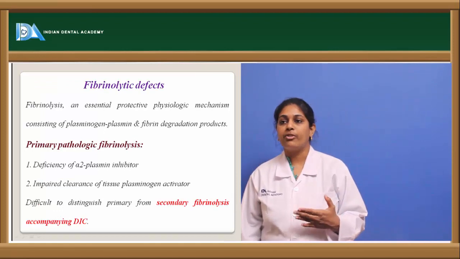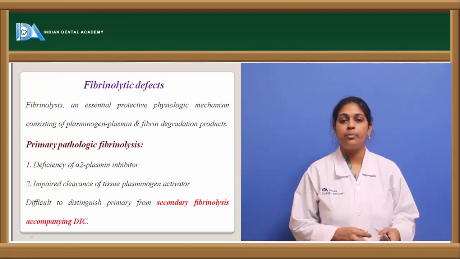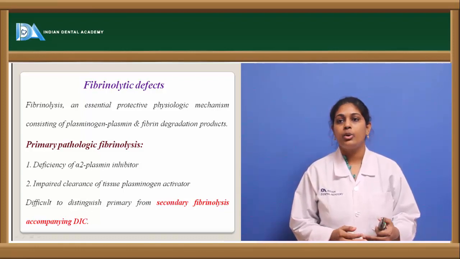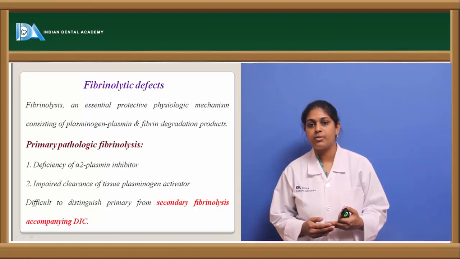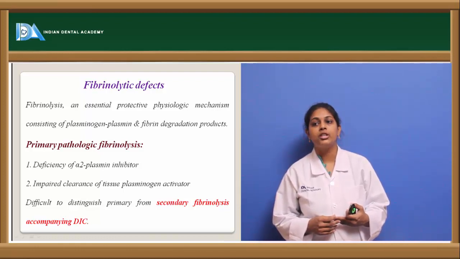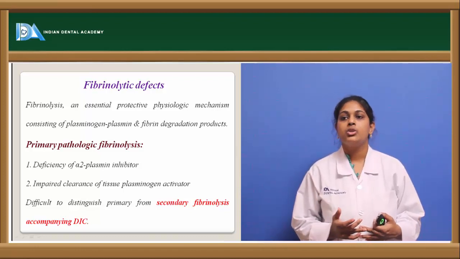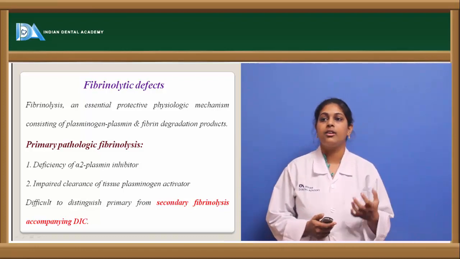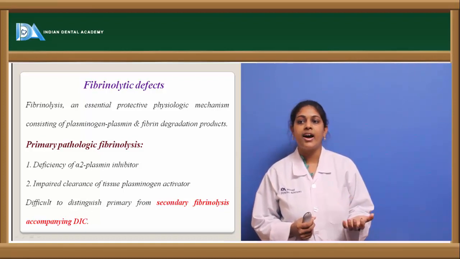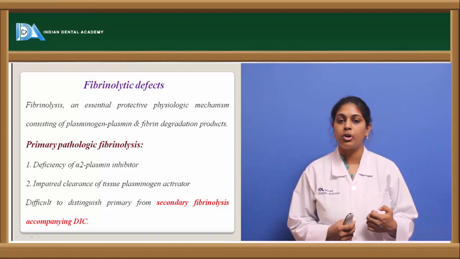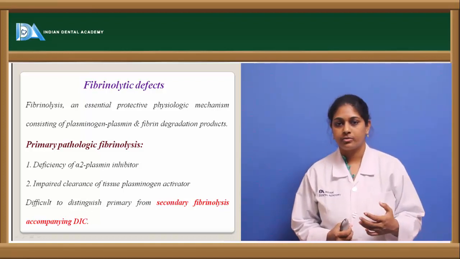Next is fibrinolytic disease. Usually fibrinolysis is an essential protective physiological mechanism which consists of plasminogen, plasmin and fibrin degradation products. So this is the fibrinolysis which is normally seen, but when there are any defects, such as in fibrinolytic defects, there is alteration in the formation of this plasminogen.